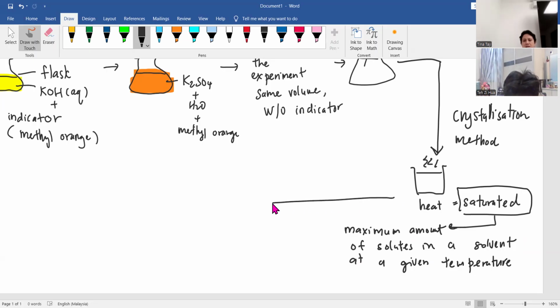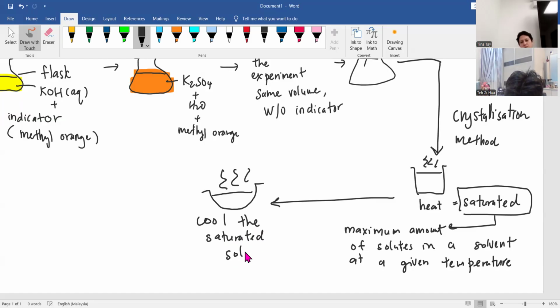So after you heat until it's saturated, you cool it. You cool the saturated solution. When you cool a saturated solution, crystals will start to form. Why do crystals form?